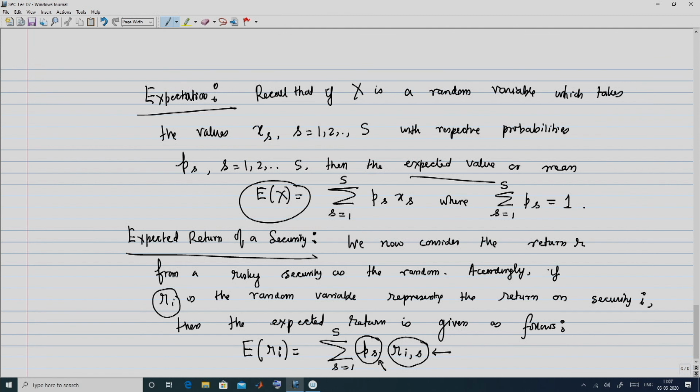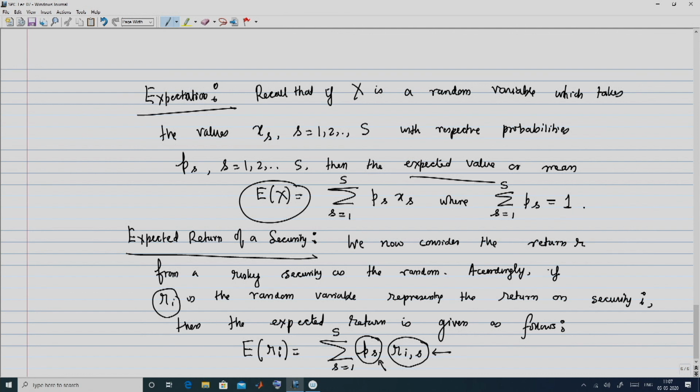An example for this could be that this small s equal to 1 to capital S, this capital S number of things, could be the state of the economy. In particular, if you go back to the binomial model, you can actually see this p of s, these are going to be p and 1 minus p, and for the return Ri s, there are two possible values, namely u and d, given by the upward and the downward movement.